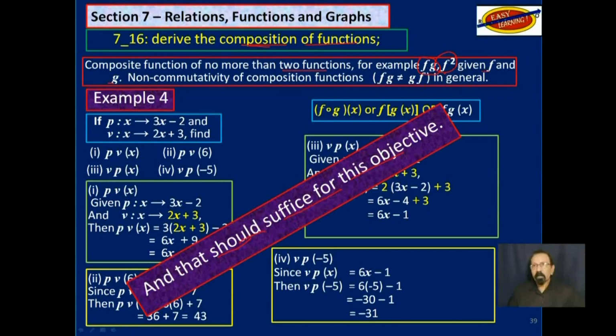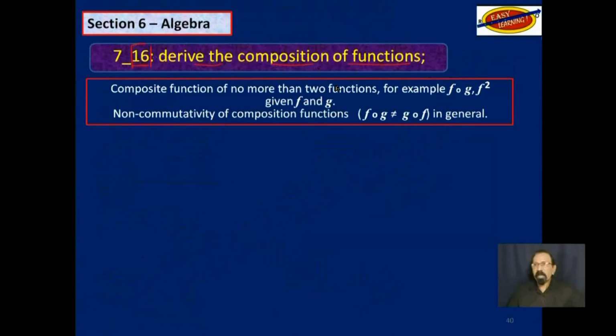Please be aware that fg is not the same as gf. It's not the same as f multiplied by g or g multiplied by f. It is not. Composition of functions is non-commutative. 2 multiplied by 3, in this case, is not 3 multiplied by 2 for composition of functions.